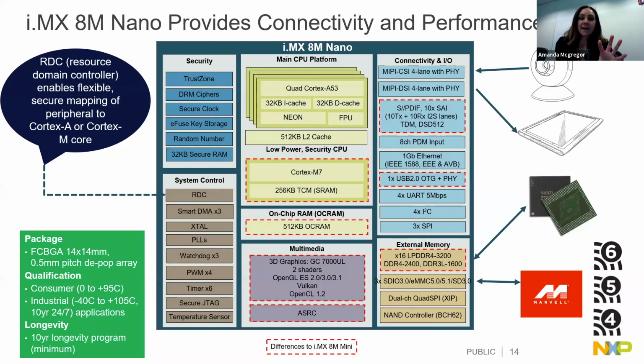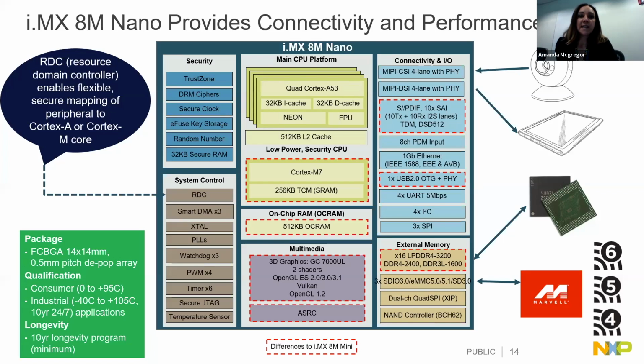Here we break it up into the main CPU platform and then the low power security CPU. So with the quad core A53, we have a 512 kilobyte L2 cache that's shared amongst all 4 cores across the entire cluster, and then a 32 kilobyte instruction and data cache. We do have different configurations of the Nano that can enable 1, 2, or 4 core A53s depending on the application, and they all use this same cache infrastructure.